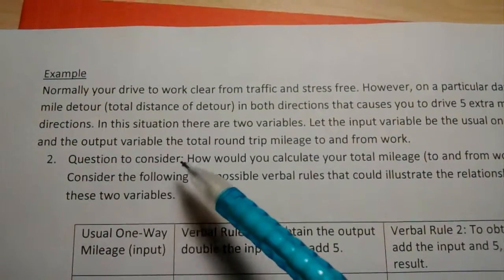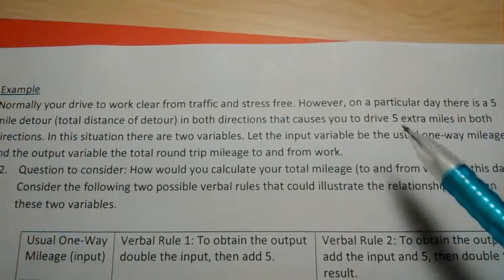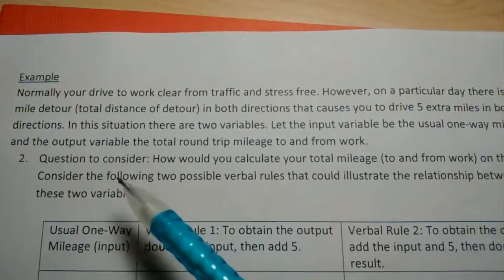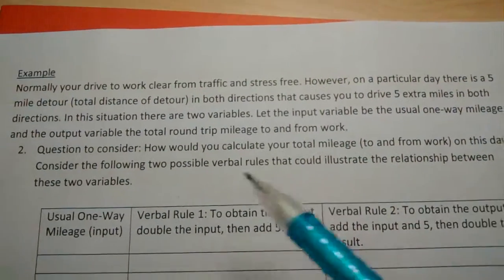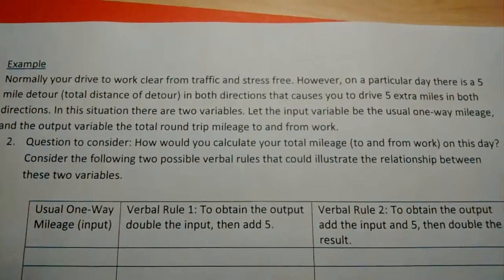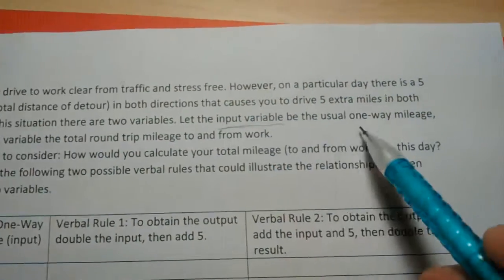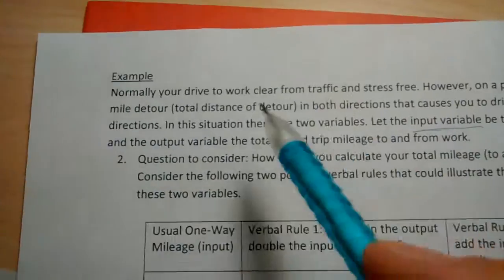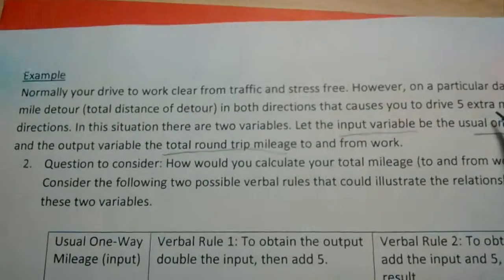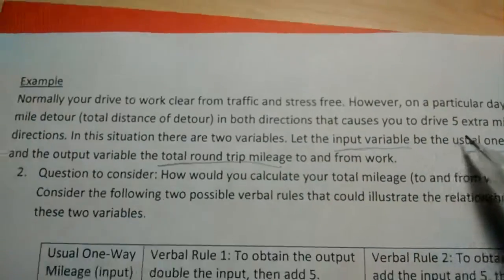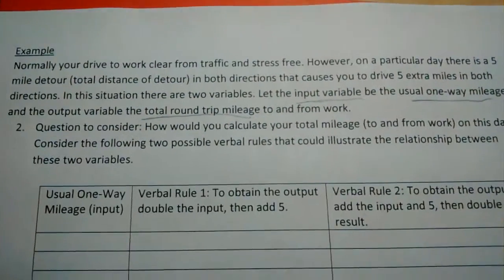Here, how would you calculate your total mileage to and from work on this day, supplied in this situation? So consider the following two possible verbal rules that could illustrate the relationship between these two variables. Now the variables are defined pretty clearly here. The input variable is the usual one-way mileage, and the output variable is the total round-trip mileage. So you have this obstacle or detour that causes you to travel 5 extra miles in both ways.